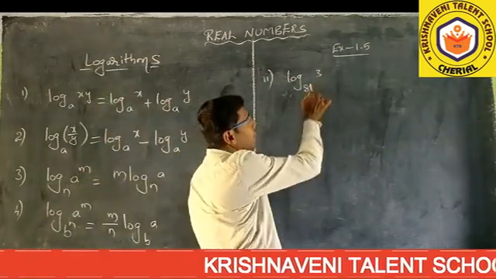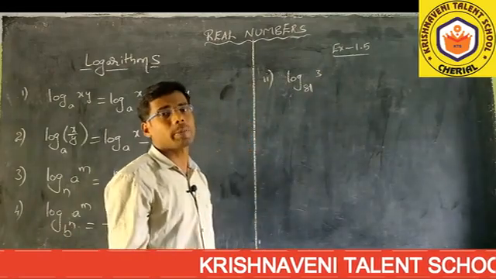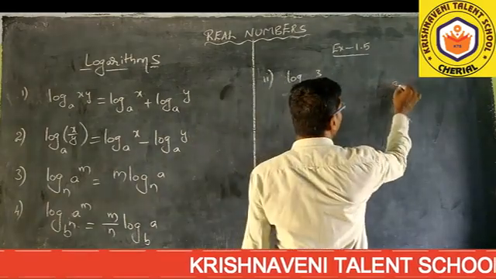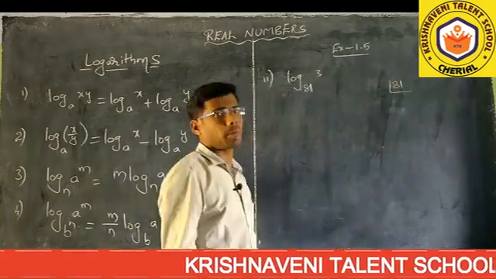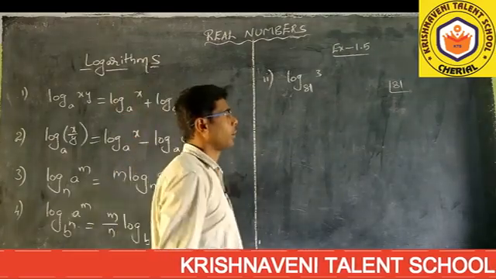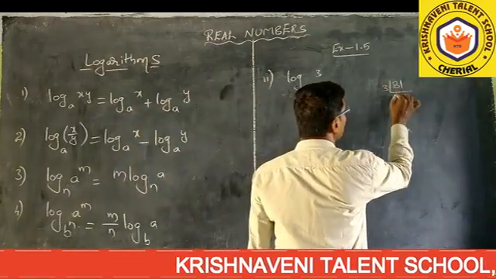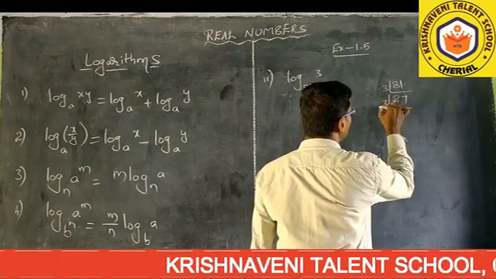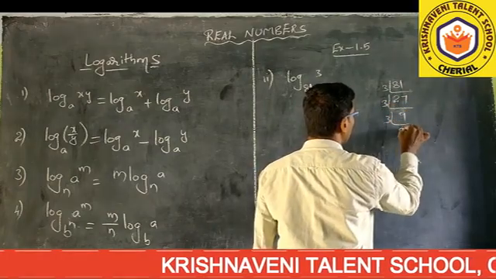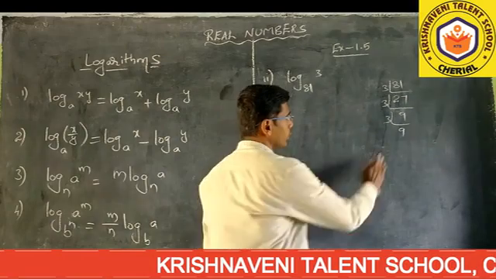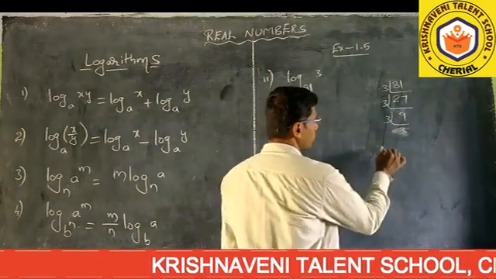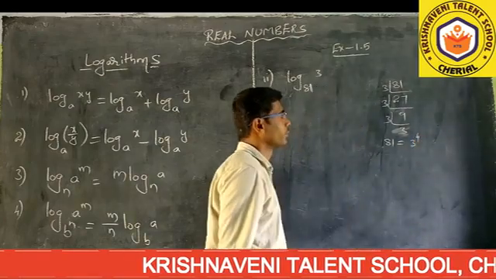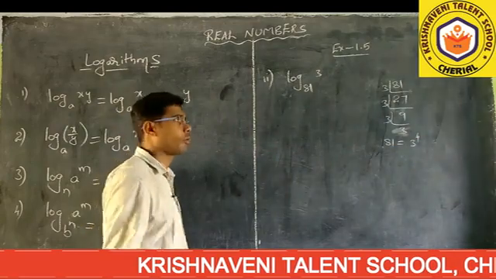Whenever either the number or the base is given, immediately you have to express it as a product of prime numbers. So here the number is 3 and the base is 81. The greater number, 81, you express as a product of prime numbers. 3 twos are 6, 3 nines are 27, 3 threes are 9, 3 threes are 9. So how much can you write now? You can write 81 as 3 to the power of 4.